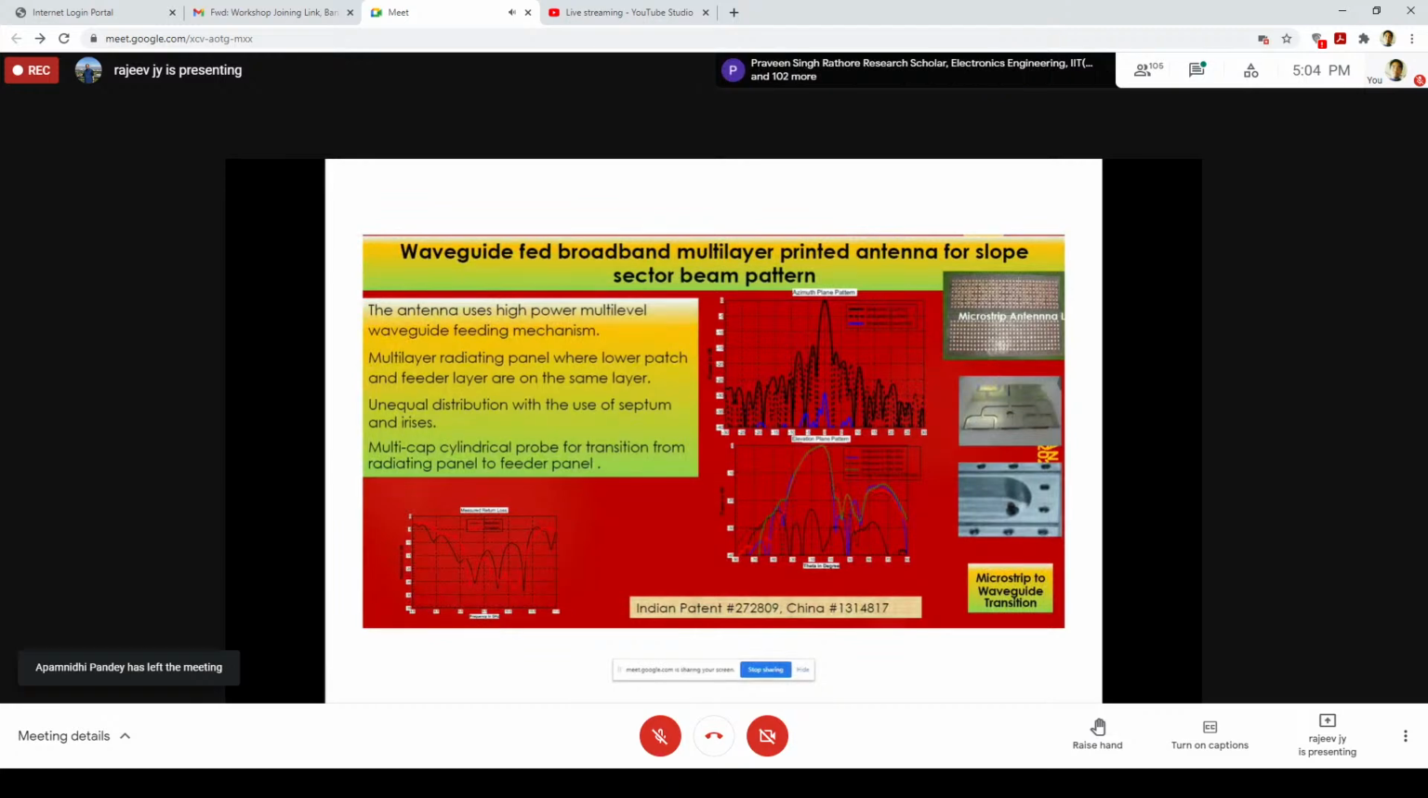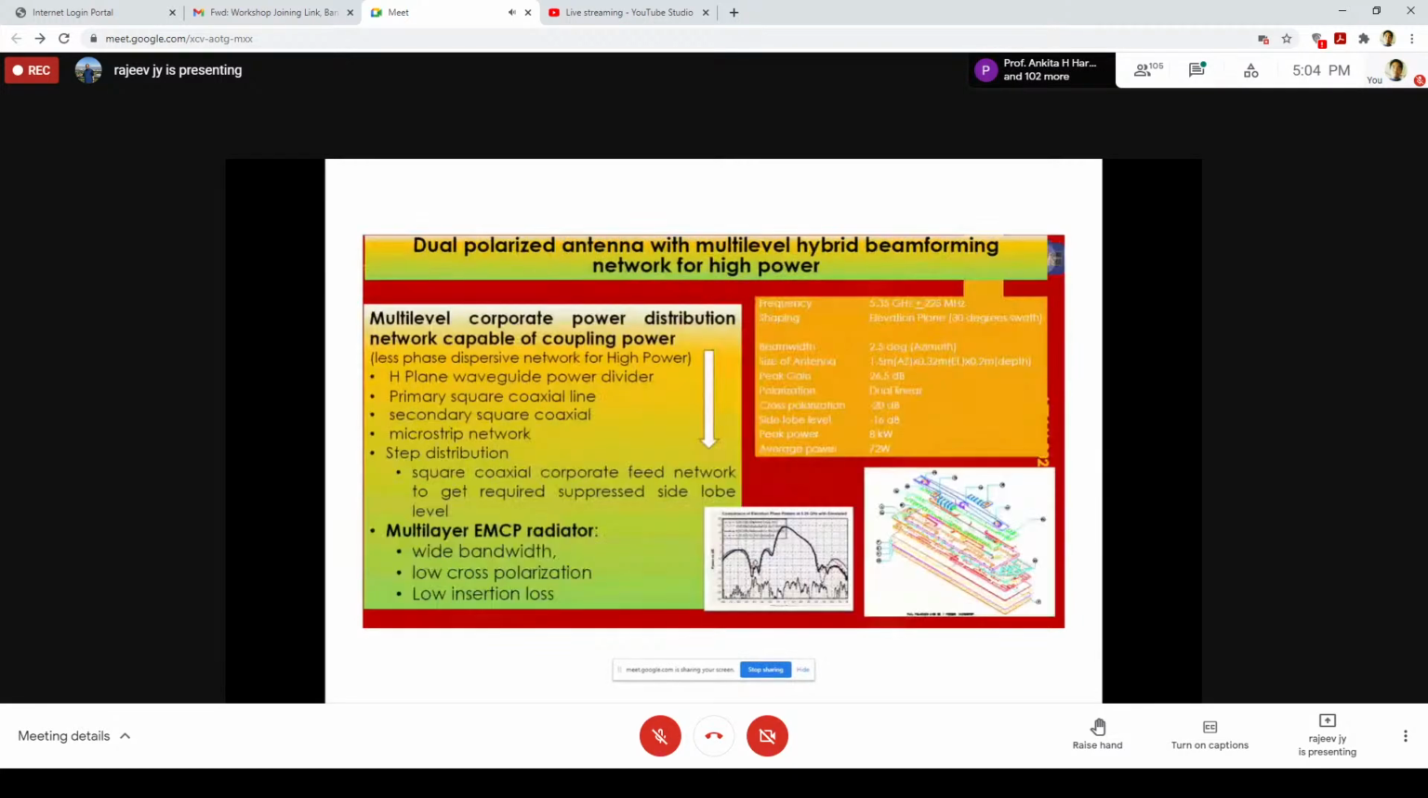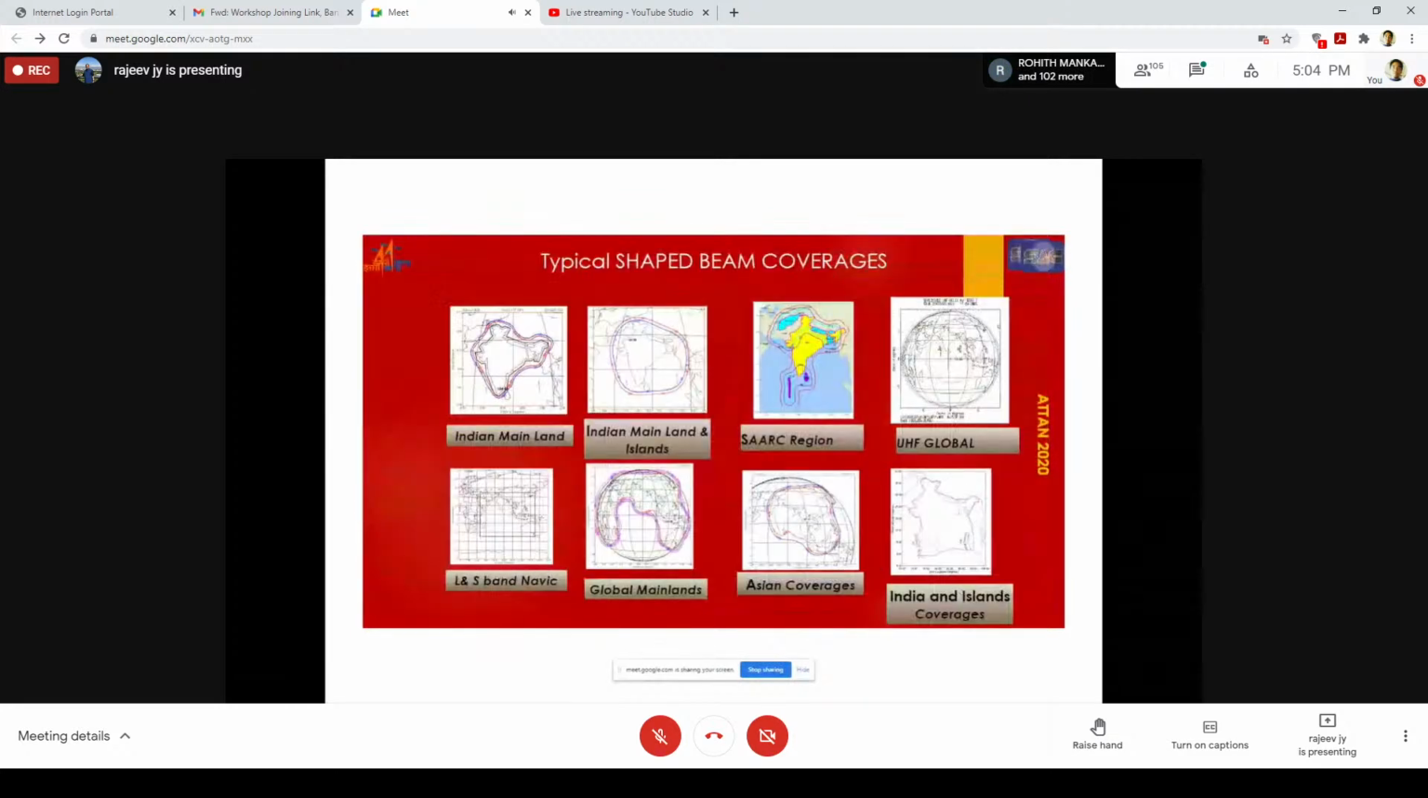So sometimes you need to have a pencil beam, sometimes you have to give a sector beam, slope sector beam, you need to get a cosecant squared beam. So these are all typical examples of what we have worked on for various applications. I will not go into that. I will come directly to shaped beam antennas. And right now, whatever I talked about is only the array antenna, the multilayer antennas, okay, the patches.